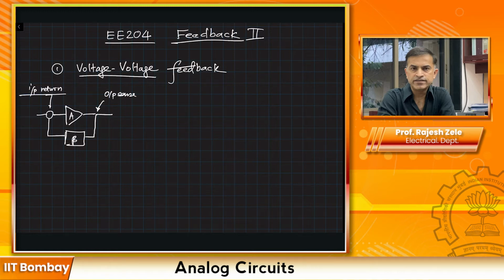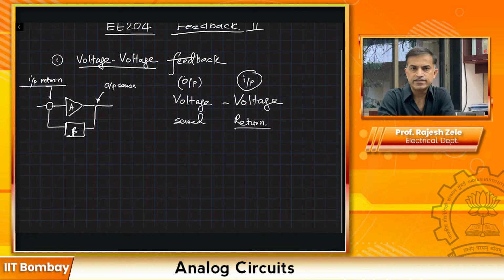and I'm going to briefly introduce you to the other topologies. So when we say voltage feedback, the first term is the output. When I say voltage feedback, that means the output voltage is sensed, and then at the input we are returning a voltage. It will become clear once I draw the block diagram. The block diagram looks like this.